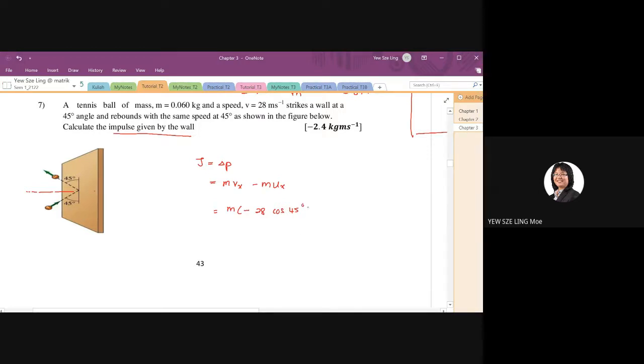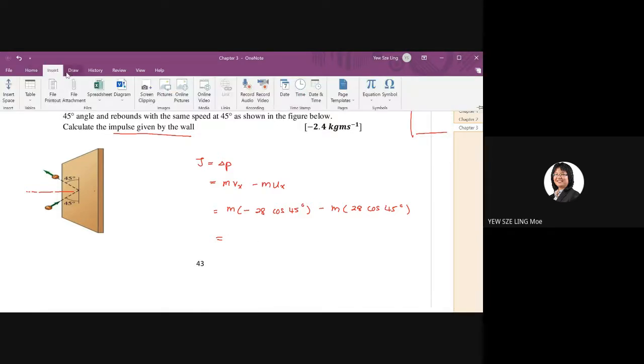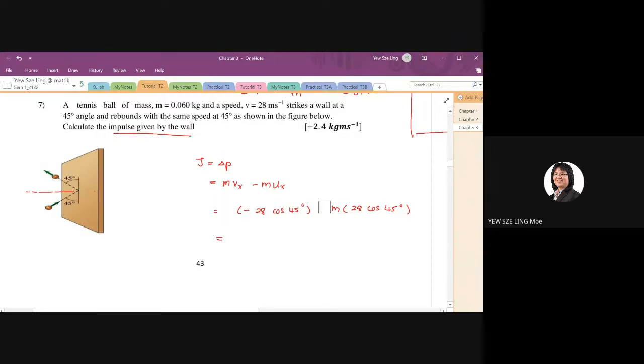Okay, cos 45 degrees, and then minus m, which is 28 now, cos 45 degrees. Because you take the x component, you resolve it, you take the x component only. So which is then equal to... I forgot to put in the values for m. Given m is 0.06 kg, so you have 0.06, and here also 0.06. Therefore, the final answer is negative 2.4 kg m s^-1. This is the impulse given by the wall.